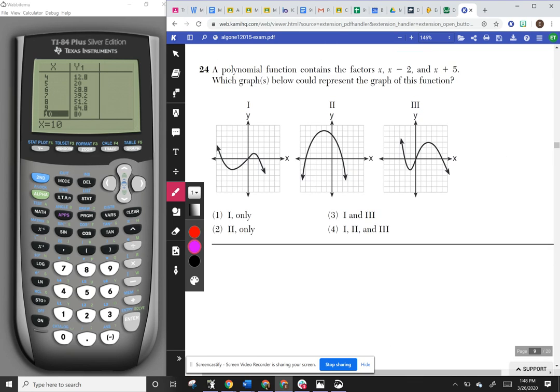Okay, last question, this multiple choice. A polynomial function contains the factors x, x minus 2, and x plus 5. Which graph below could represent the graph of this function? Okay, so you could write this out as x, x minus 2, and x plus 5. And knowing that it's going to look like this, because factors means we're multiplying, right? So you can multiply these all out.